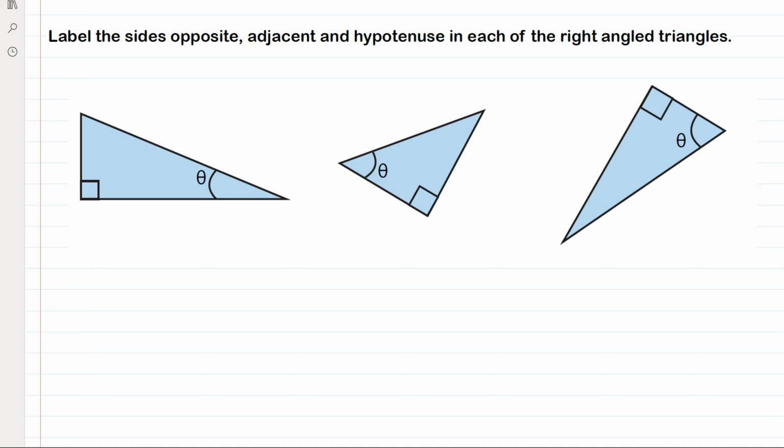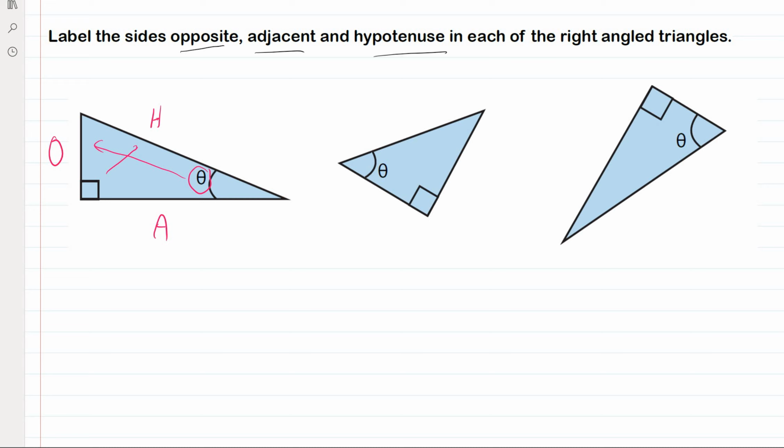Okay students, this question says label the sides, which are opposite, adjacent, and hypotenuse, in each of these triangles. So let's do that. We said opposite to 90 degree in the first one is the hypotenuse, right? The angle given is theta. So which one is going to be opposite?